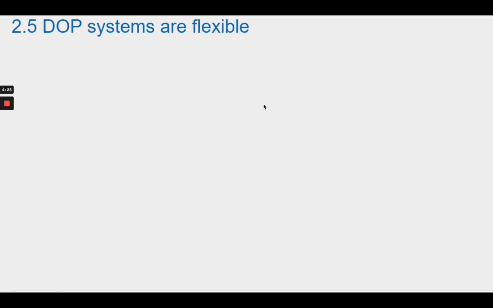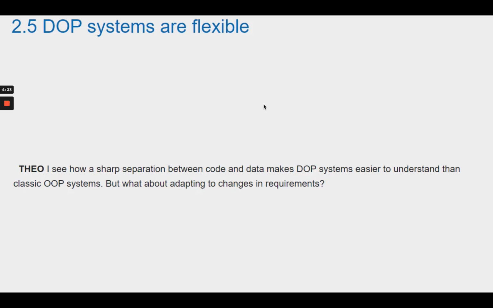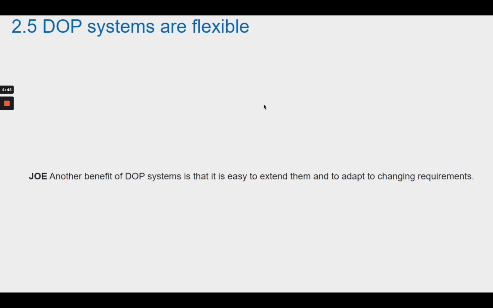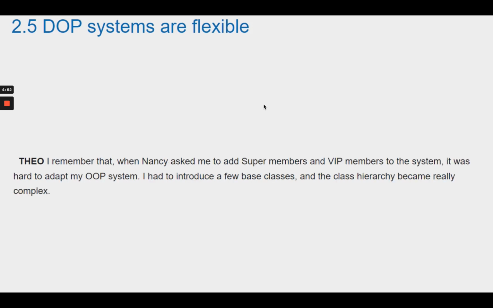Section 2.5. DOP systems are flexible. Theo: "I see how a sharp separation between code and data makes DOP systems easier to understand than classic OOP systems. But what about adapting to changes in requirements?" Joe: "Another benefit of DOP systems is that it is easy to extend them and to adapt to changing requirements." Theo: "I remember that when Nancy asked me to add super members and VIP members to the system, it was hard to adapt my OOP system.